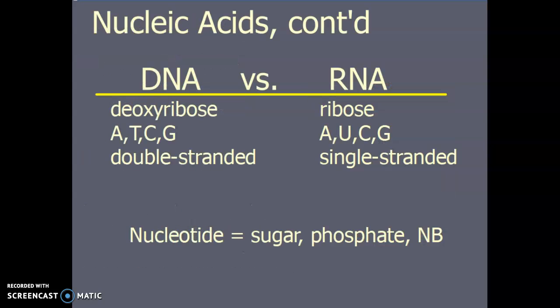Okay, so just to review, remember guys, DNA and RNA, they have a different sugar. They have one nitrogen base different. DNA is double-stranded, whereas RNA is single-stranded. And a nucleotide is a sugar, a phosphate, and a nitrogen base.